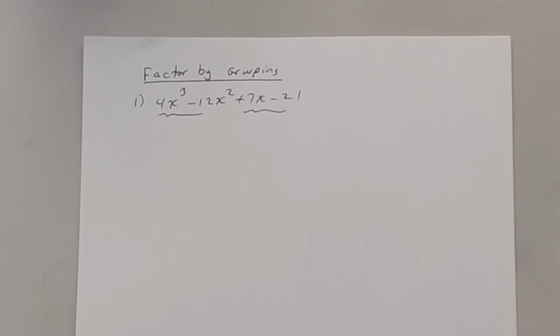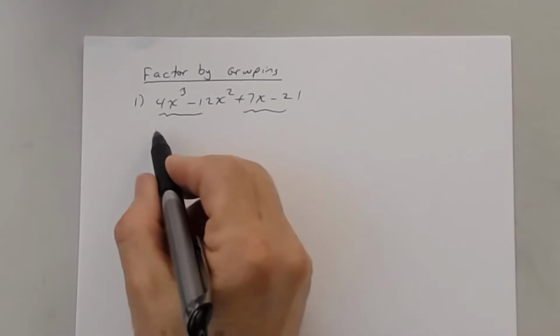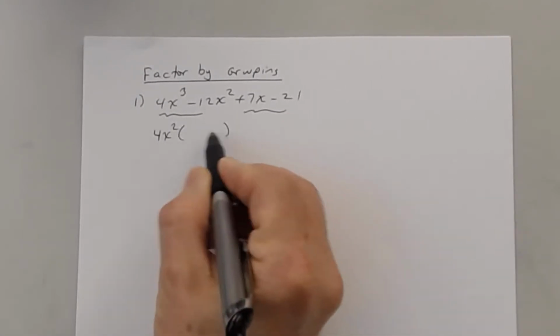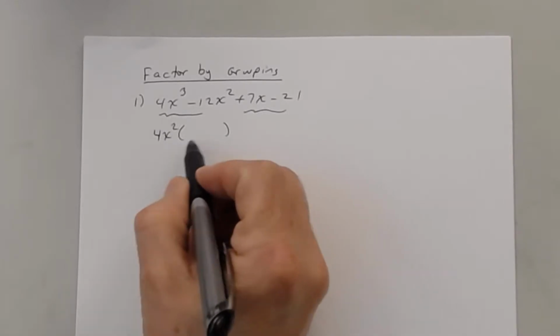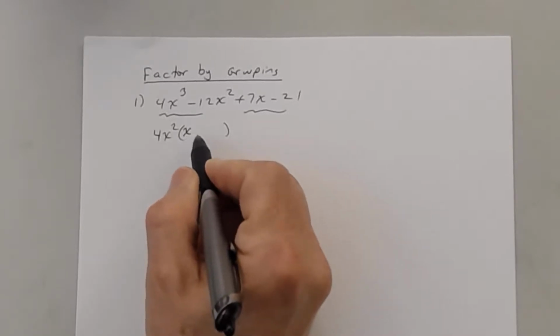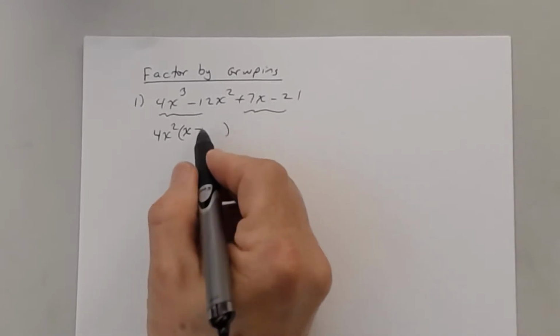In the first group, what is the GCF of the first group? Look at 4x cubed and negative 12x squared. 4x squared. So if I factor out the 4x squared, what goes inside the parentheses? 4x squared times what is 4x cubed? x, right? So x minus, and then 4x squared times what is negative 12x squared? 3.